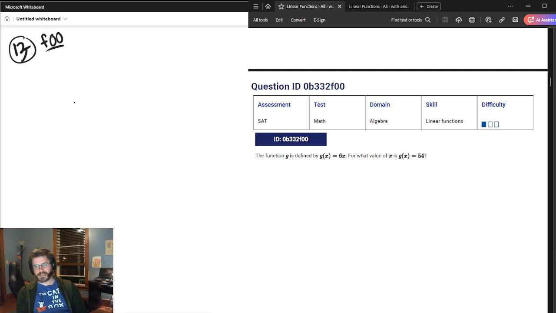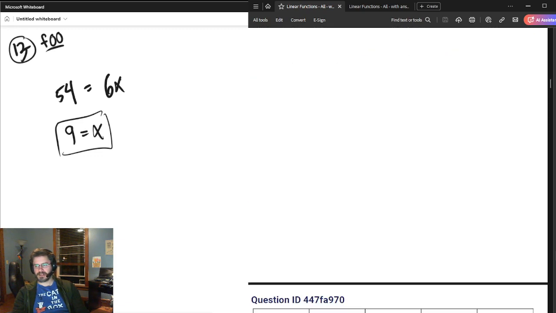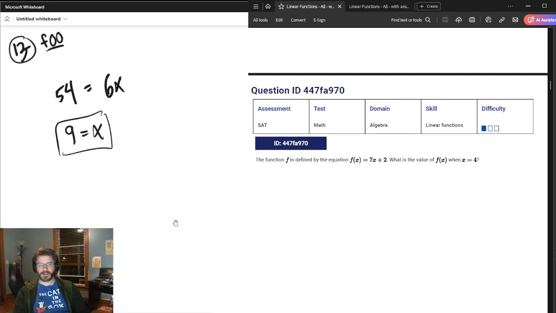So they're basically saying plug in 54 for the y value or the g of x value, whichever is your favorite way of thinking about it. 54 equals 6x, divide by 6, we get 9, and that is our answer. That's fairly simple. That was 13, 14.